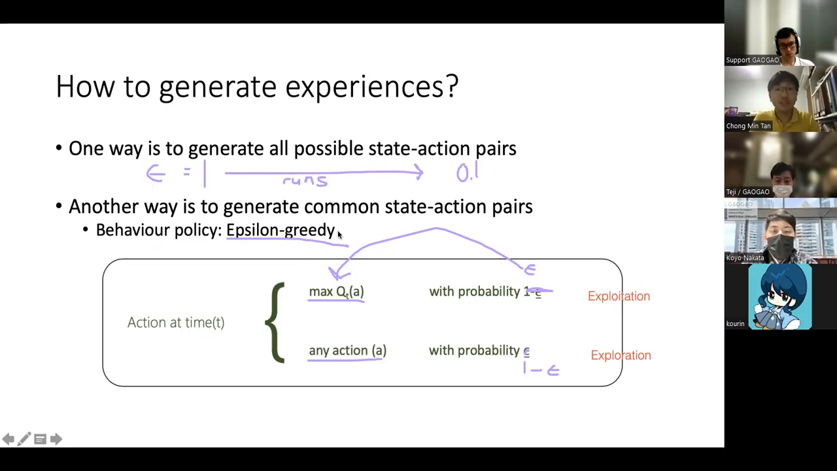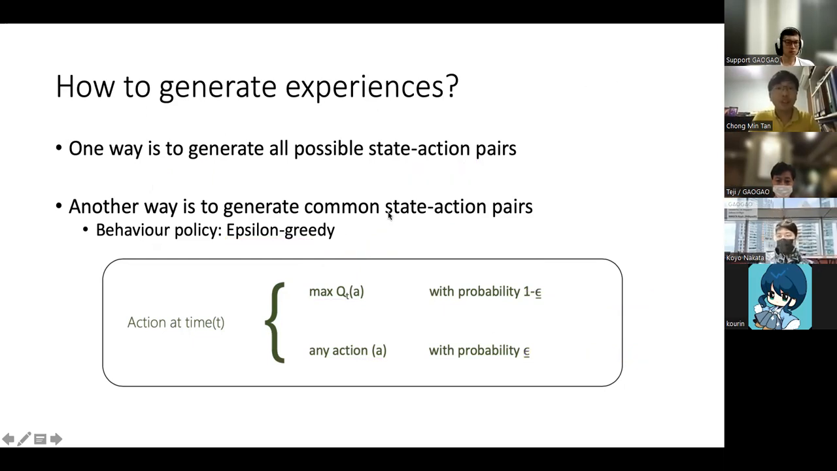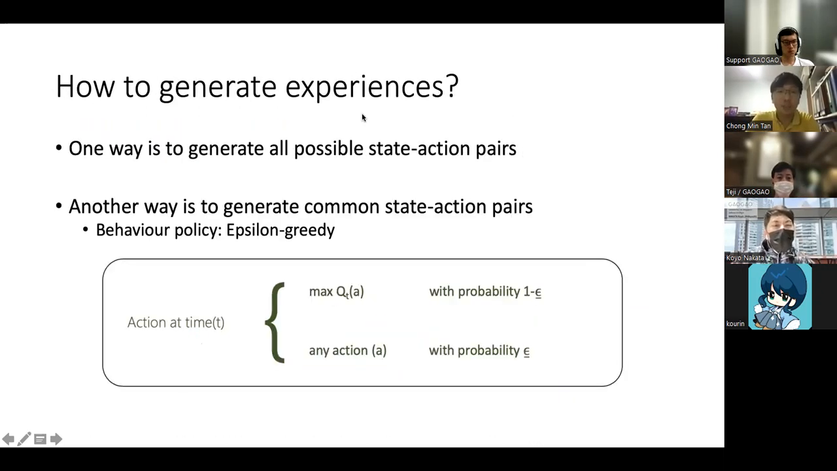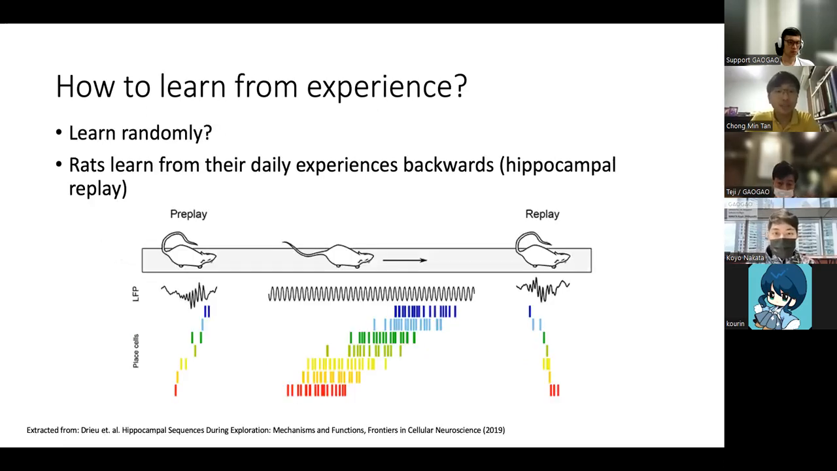Any questions so far for this? Don't worry, all this will be quite clear in the code that I'll run through with you. Next up, how do we learn from experience? Before that, this was how to generate the experience, and we generate it using an explore-exploit approach. How do we learn from experience?